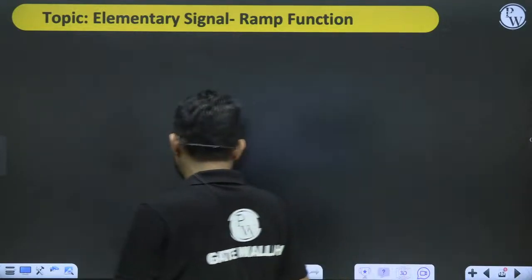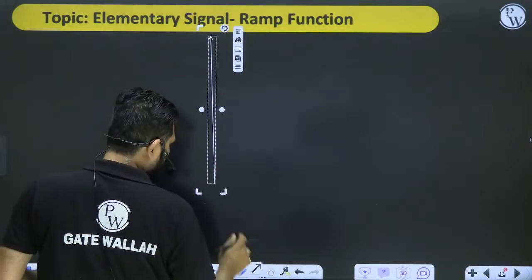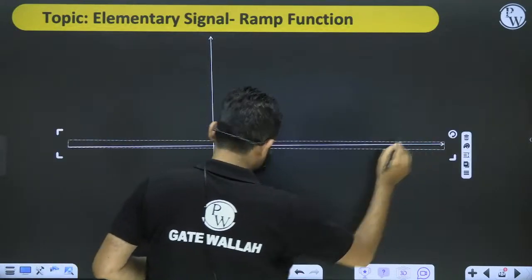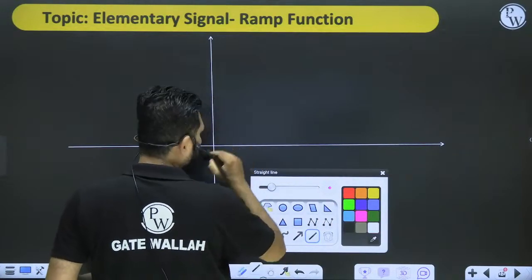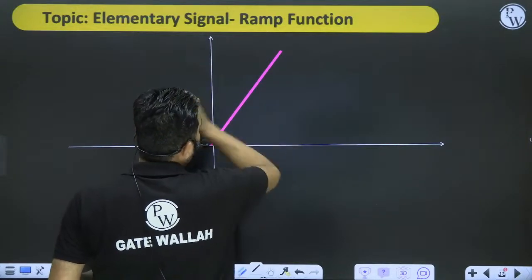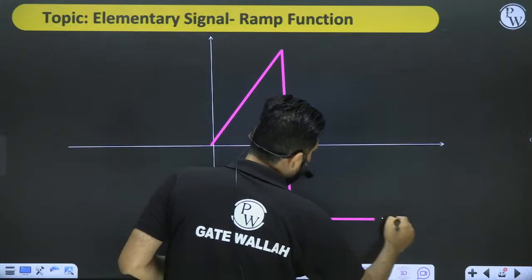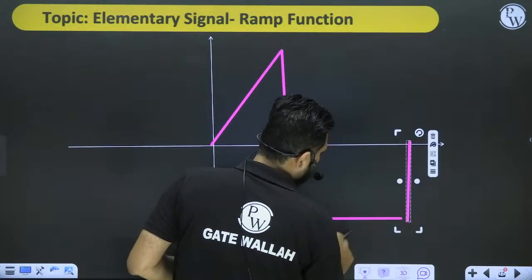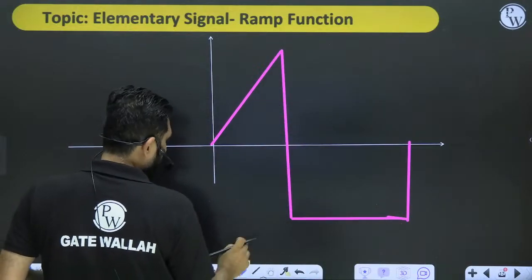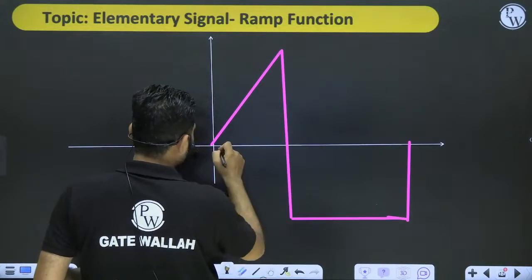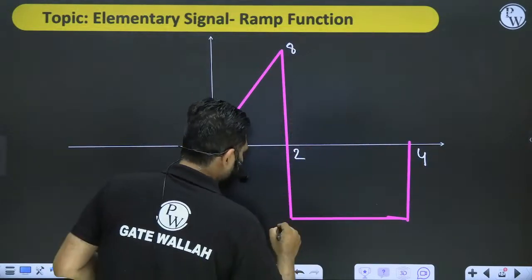Let me give you the homework for this one. Let's take one more. That was a GATE problem. For GATE, you must look at the very simple problems. See here? This is 0, that was 2, that was 4, that was 8, that was minus 6.